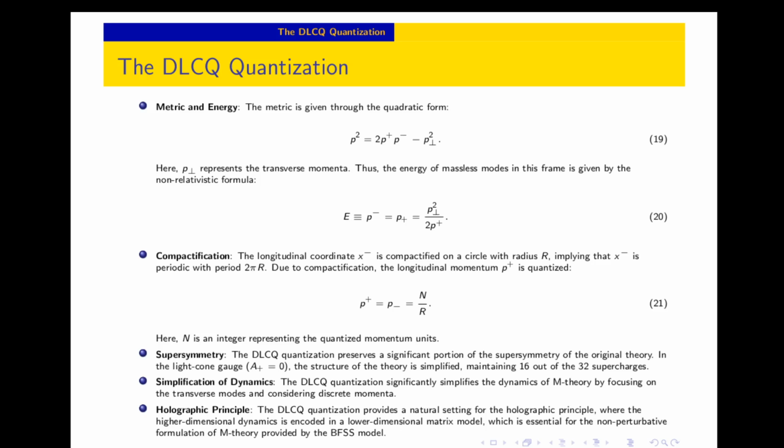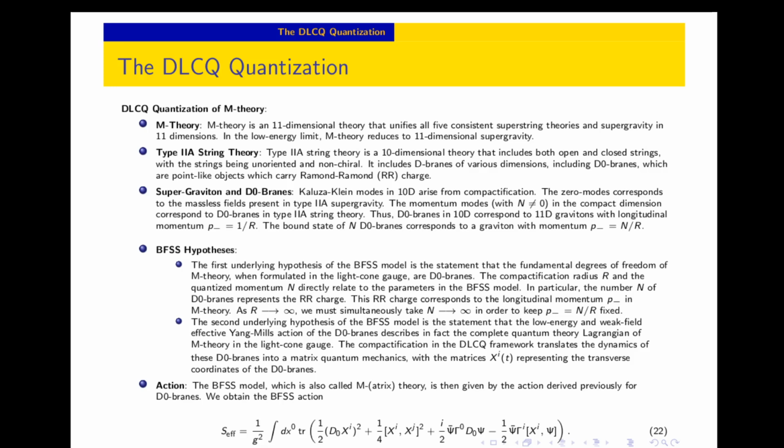DLCQ preserves a significant portion of the original theory's supersymmetry. In the light cone gauge, it maintains 16 out of the 32 supercharges. It also simplifies the dynamics by focusing on transverse modes and discrete momenta, crucial for the BFSS matrix model's formulation. The DLCQ therefore provides a natural setting for the holographic principle, encoding higher dimensional dynamics into a lower dimensional matrix model, essential for the non-perturbative formulation of M-theory in the BFSS model.